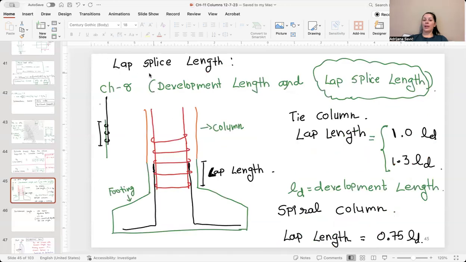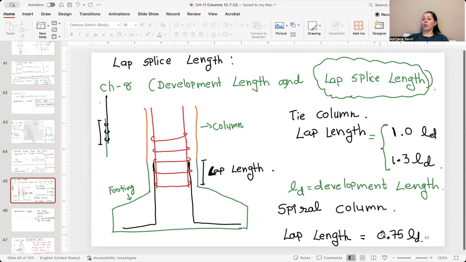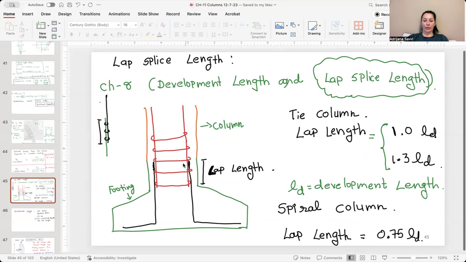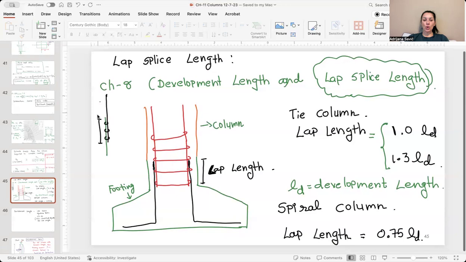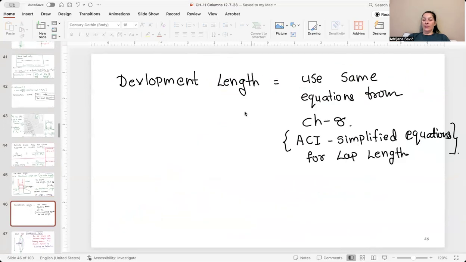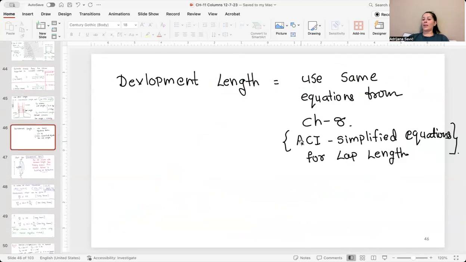After that, we need to determine a lap splice length, and this will be given depending on the type of column. If we have a tied column, lap length will be 1.0 development length and up to 1.3 times development length. And for a spiral column, we will have 0.75 development length. So this is lap length for reinforcement, which comes from the foundation, and it goes up to the lap length in the column. It looks something like this. This is from footing to the column. For development length, we are using the equation based on the ACI code, simplified equations for lap length.